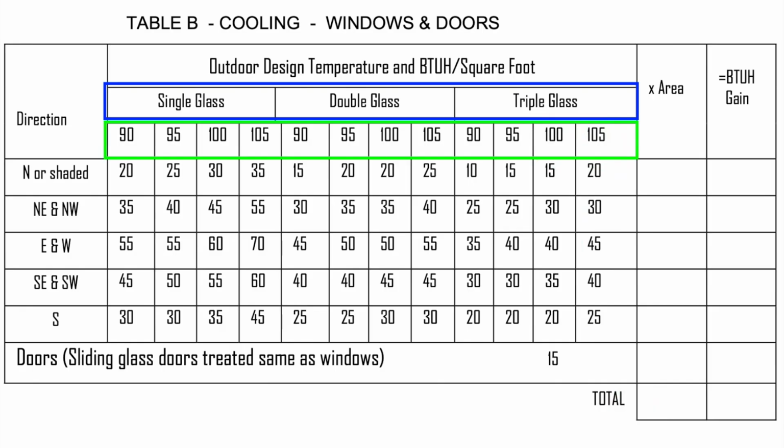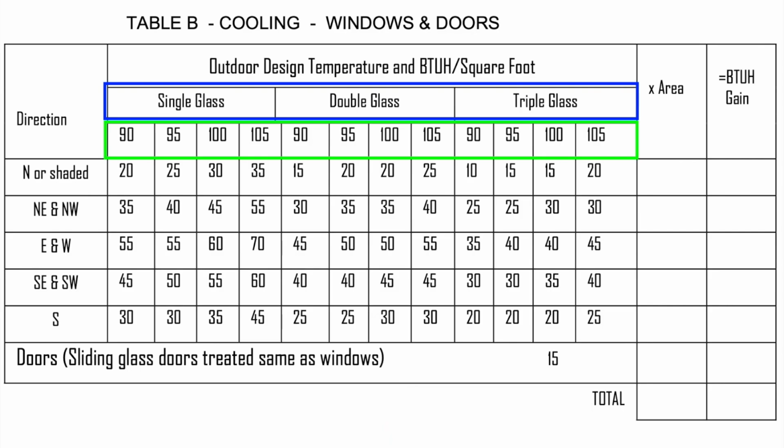Think of this as a reference point for the climate you're designing for. For example, in a mild climate where the summer design temperature is like 90 degrees outside, the solar heat gain values are lower. You'll see those numbers here. Versus in a hotter climate, so let's say Phoenix or even Kern County, where the outside design temperature is closer to 105, the table shows a significantly higher heat gain. You can see these numbers here are a lot higher than at an outside design temperature of 90 degrees.